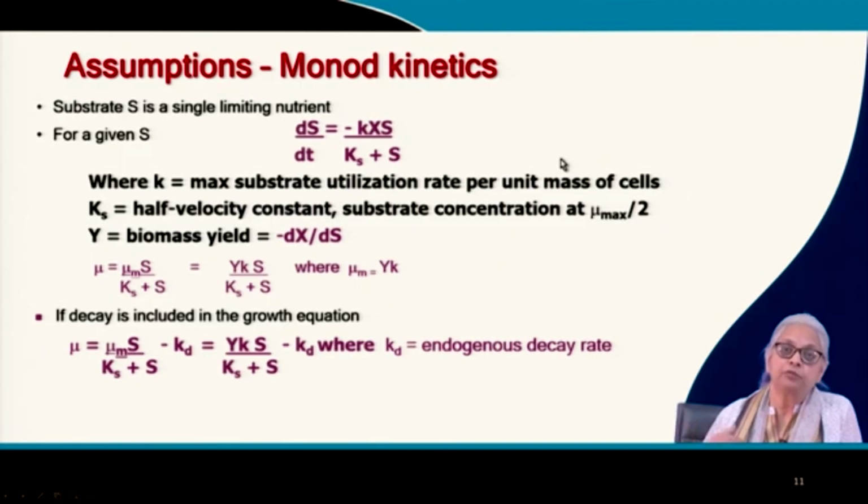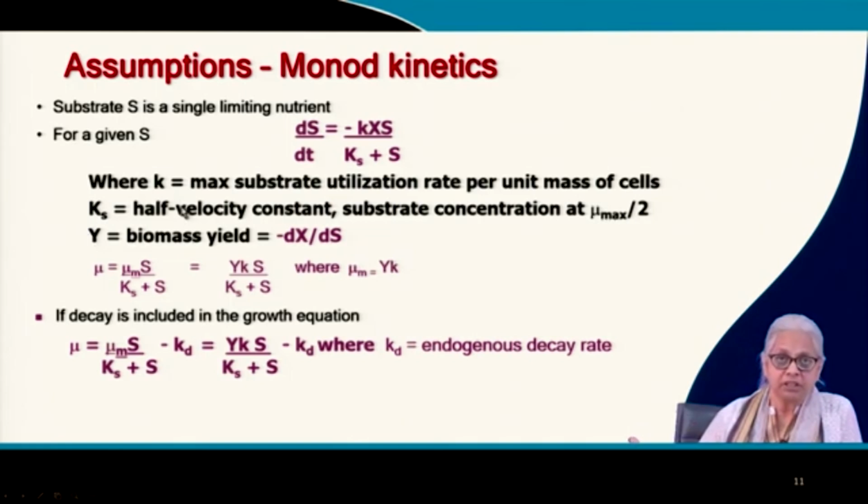So instead of monitoring number of cells, up to this point I have been talking in terms of monitoring the biomass or the number of cells. Now instead, if you have no ability to monitor the biomass and instead you're monitoring the substrate, which happens very often in the kinds of experiments we do, then you have a small k value. So this is your maximum substrate utilization rate per unit mass of cells. I've already mentioned what capital Ks is, that's the half velocity constant, the substrate concentration at mu max by 2. And biomass yield has also been defined.